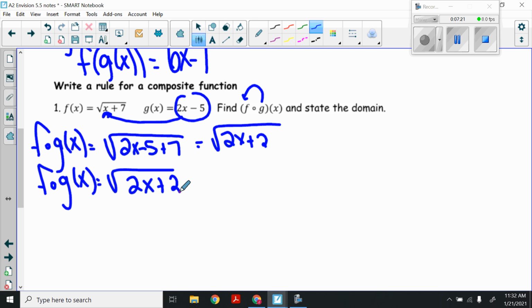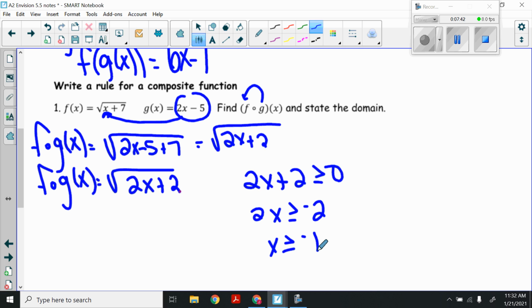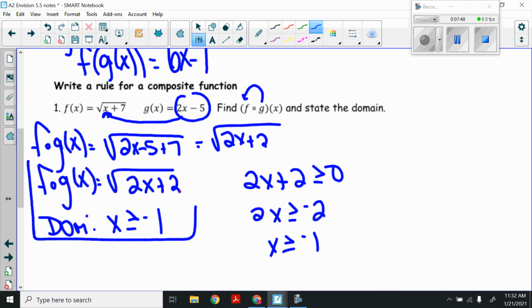Now I want the domain of this. Okay, I have a radical. It's a square root. I cannot have negatives underneath my square root. So I take what's underneath my radical, 2x plus 2, that has to be greater than or equal to 0. So subtract 2. 2x has to be greater than or equal to negative 2. Divide by 2, x has to be greater than or equal to negative 1. So the domain of the composition, x has to be greater than or equal to negative 1.